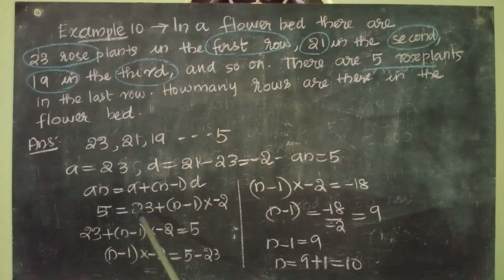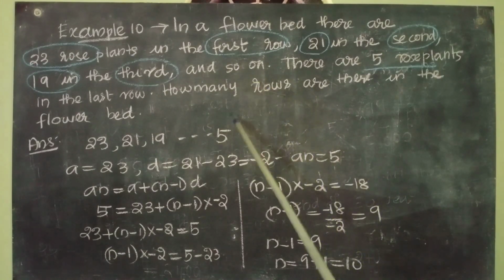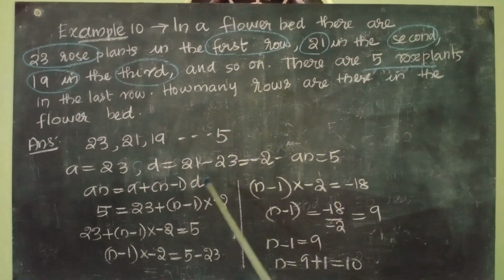AN equal to A plus N minus 1 into D. That is 5 equal to 23 plus N minus 1 into minus 2. Change the side. 23 plus N minus 1 into minus 2 equal to 5. N minus 1 into minus 2 equal to 5 minus 23. That is N minus 1 into minus 2 equal to minus 18. N minus 1 equal to minus 18 divided by minus 2. That is N minus 1 equal to 9. N equal to 9 plus 1, that is 10. So there are 10 rows in the flower bed.